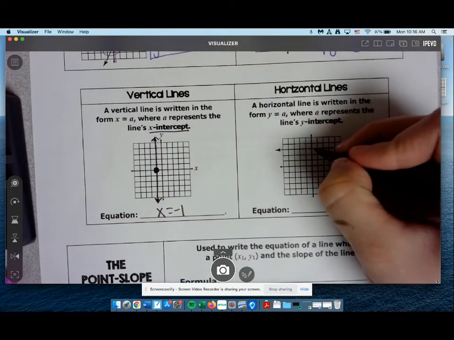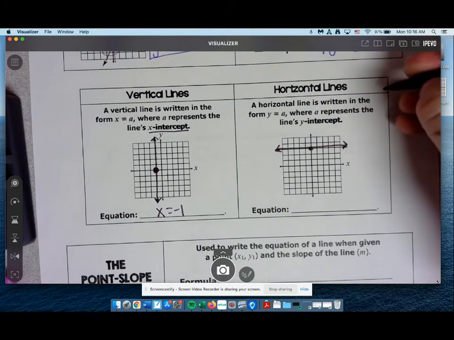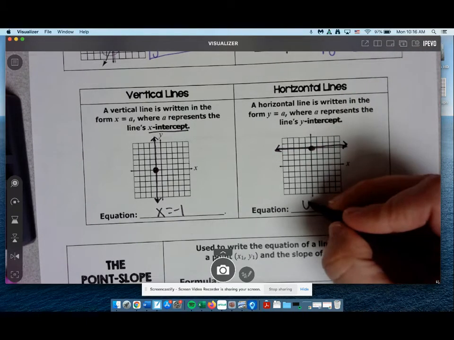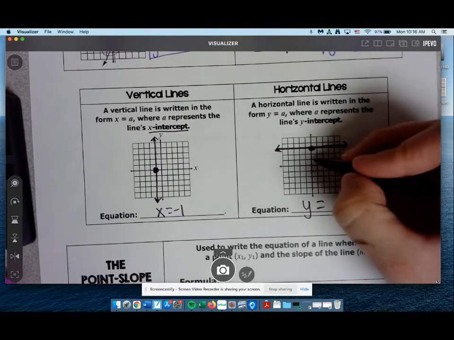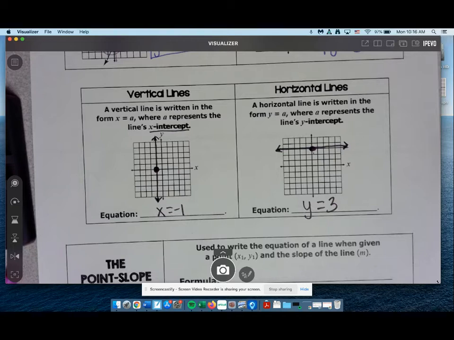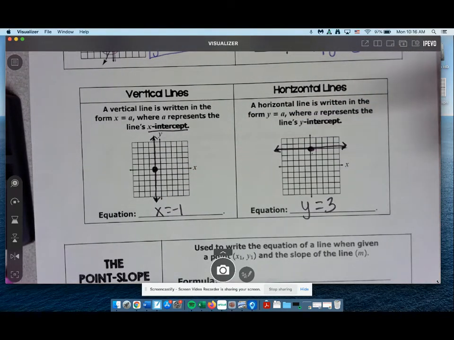This line right here is our horizontal line. It's very similar. A horizontal line is written in the form y equals a, where a is the line's y-intercept. So where am I touching that y-axis at? It is touching at 1, 2, 3, y equals 3. Very straightforward. Honestly, the hardest part is just remembering, is it my x equals line horizontal or vertical? But just think it has to go through that axis, so it's kind of opposite of what you think.